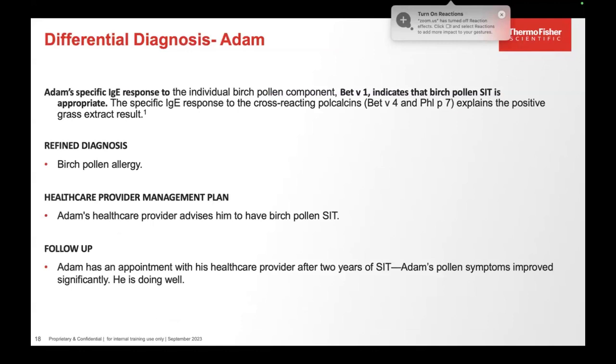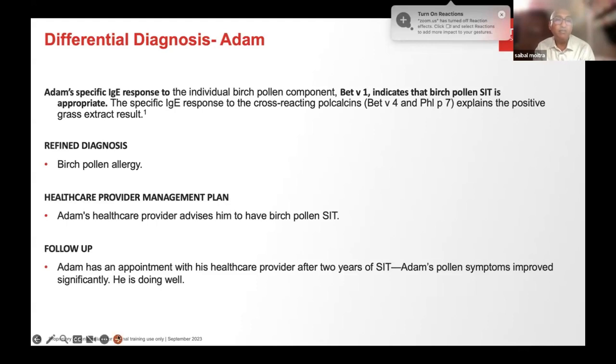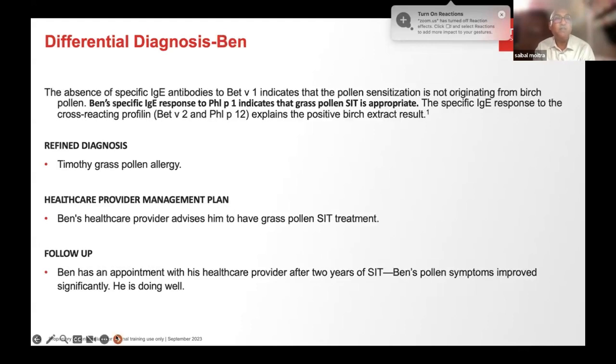Thank you. So we see the patient has specific IgE to the individual birch pollen component Bet v 1, because the birch pollen SIT is appropriate, or specific IgE to cross-reactive polcalcins Bet v 4 and Phl p 7, actually positive to the grass extract results. So obviously the healthcare provider gives him a birch pollen SIT, and so his pollen symptoms improved with that, and he is doing fine.